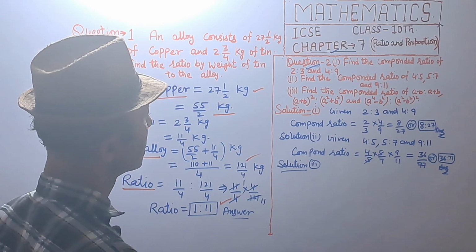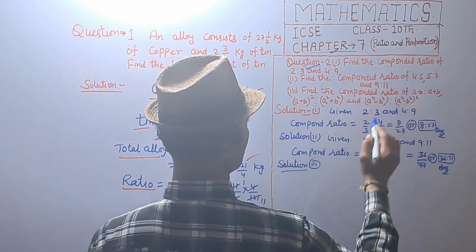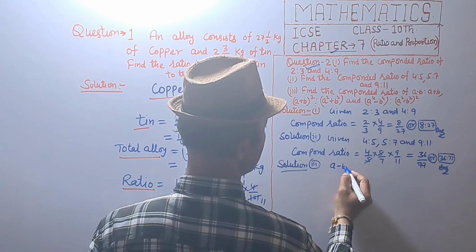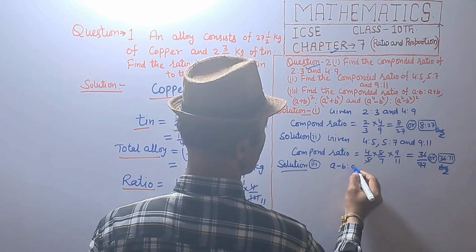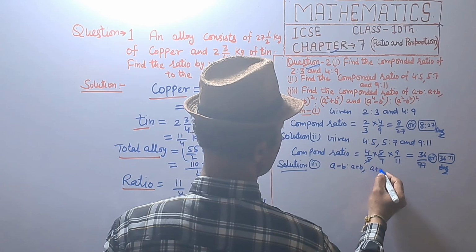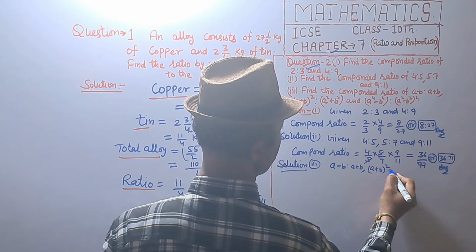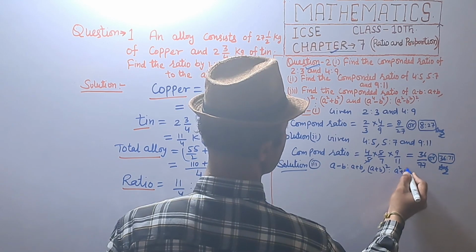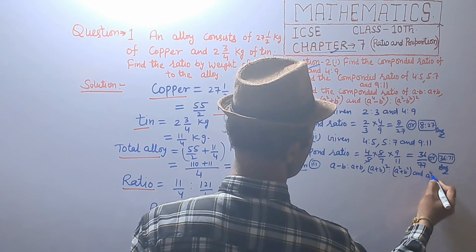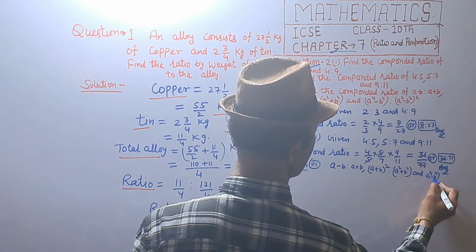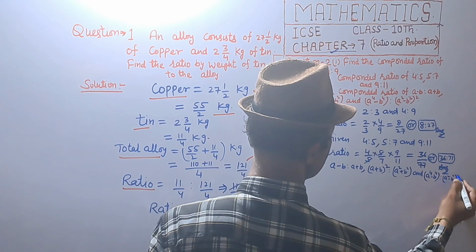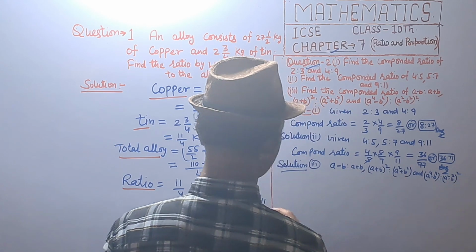Third part. Find the compounded ratio of A minus B : A plus B, A plus B square : A square plus B square, and A4 minus B4 : A square minus B square whole square.